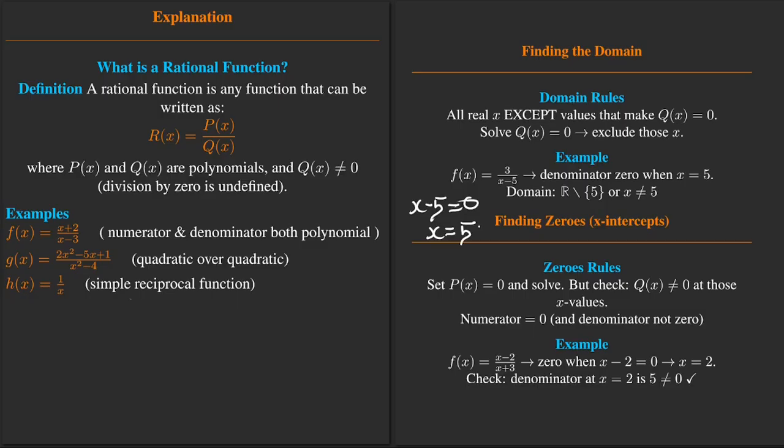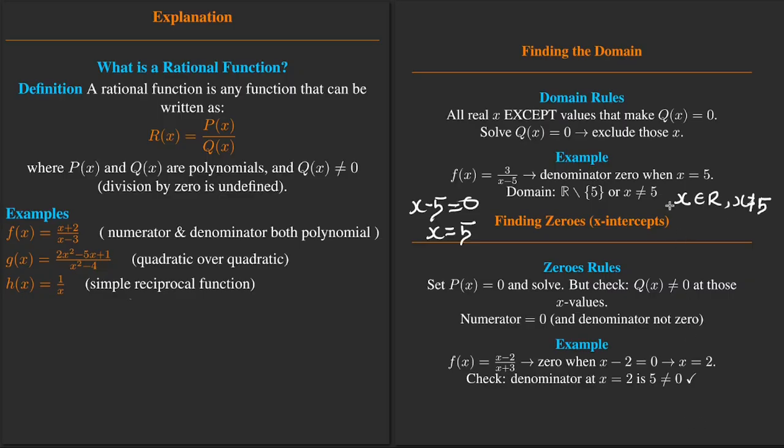So it means any value of x is going to make it defined, but not 5. Then you say, therefore, our domain is what? R except 5. You see? Or you can easily say x is an element of all real numbers, but then x is not equal to 5.